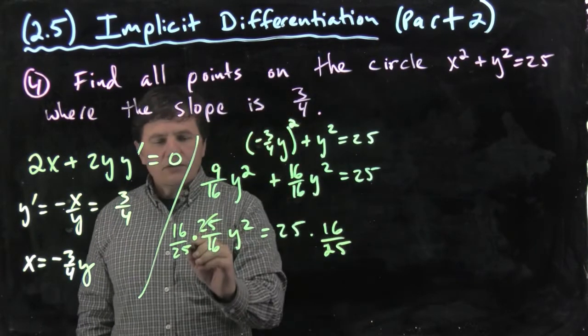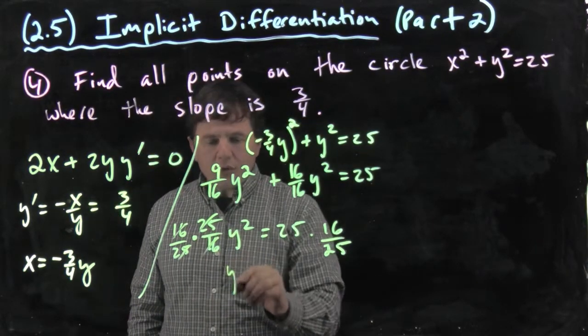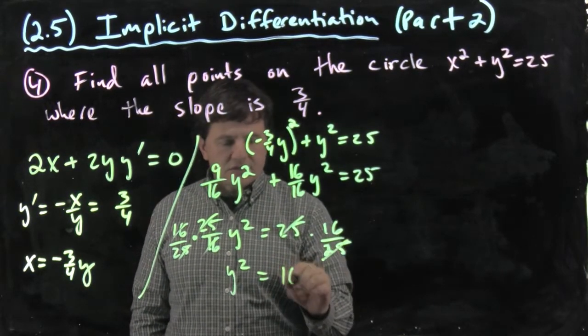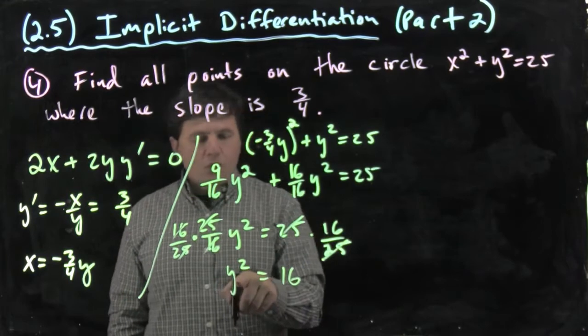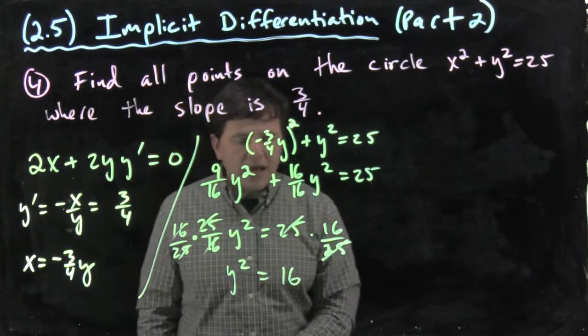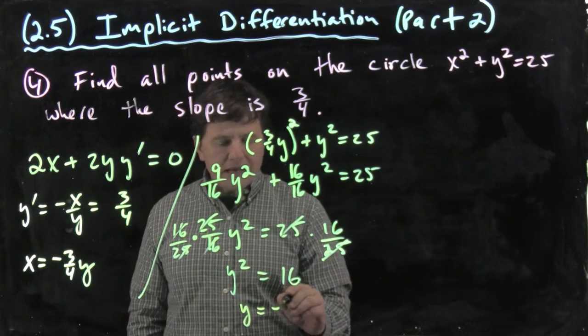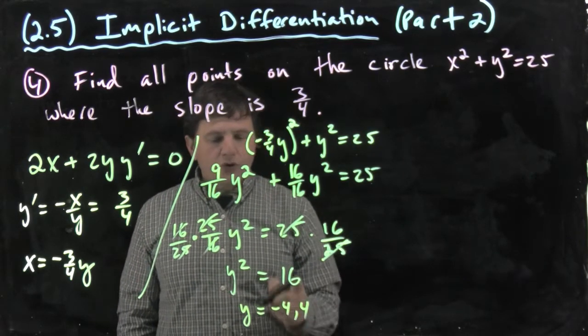Okay, so cancels, cancels, cancels, cancels. We're left with 1y squared, which is what we're looking for. And over here, this will cancel, this will cancel, this gives us 16. Okay, so of course, when we take the square root, we got to remember plus or minus. Y could be negative 4. It could also be positive 4. Okay, so those are our y values.